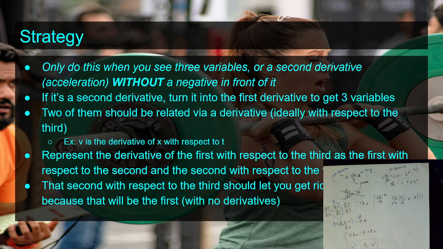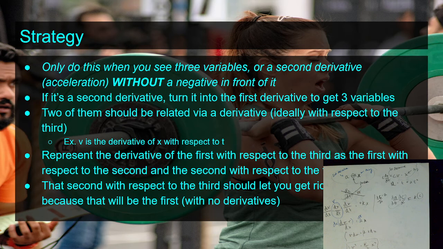Two of them should be related via a derivative, ideally with respect to the third thing. In fact, it pretty much has to be with respect to the third thing in order for it to work. Velocity is the derivative of position with respect to time, the one we had from the example. You represent the derivative of the first thing with respect to the third as the first with respect to the second, and the second with respect to the third. So it's just that fraction thing where you're multiplying by the thing over the thing and then swapping it around. Technically you're not supposed to do that, but whatever.